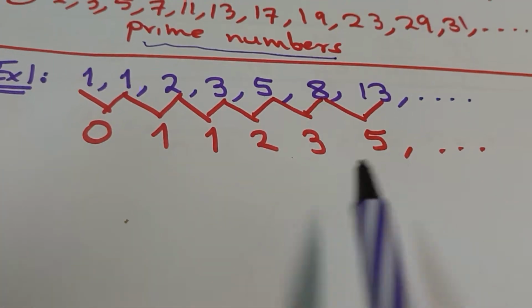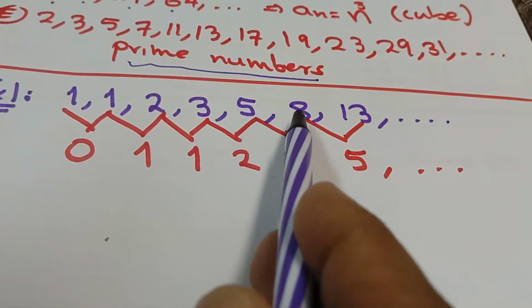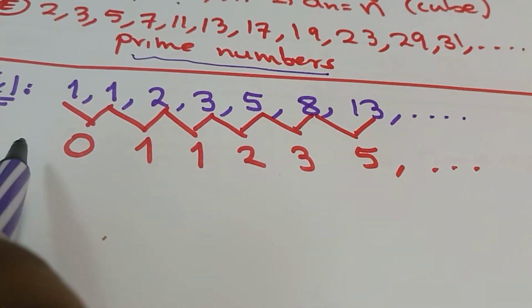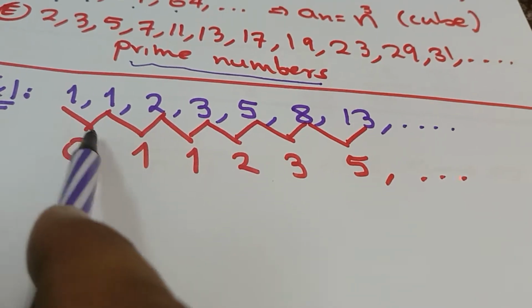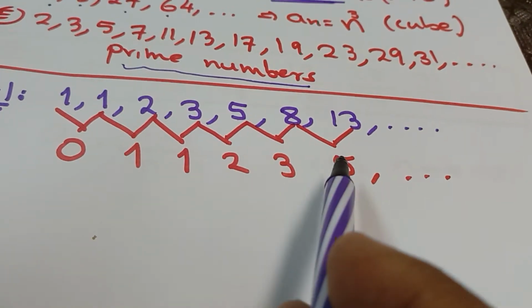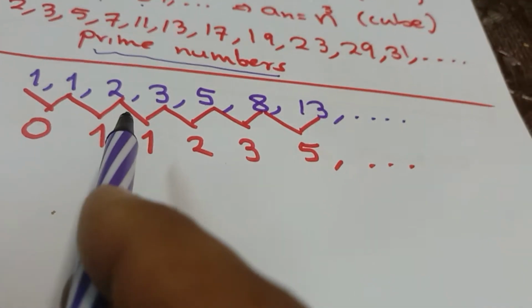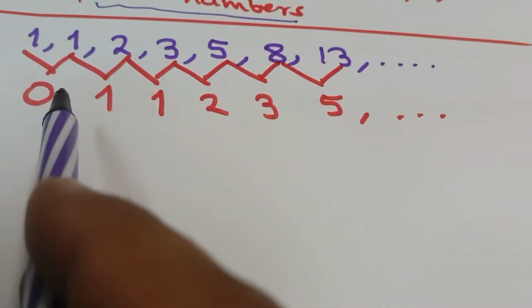What I'm having here is 1, 1, 2, 3, 5, 8, 13. I'm thinking if it can be written as arithmetic, so I took the first difference. I see it's 0, then 1, then 1, then 2, then 3, 5. If I try the second difference again, I'll not have a regular difference, right? So this is not arithmetic.